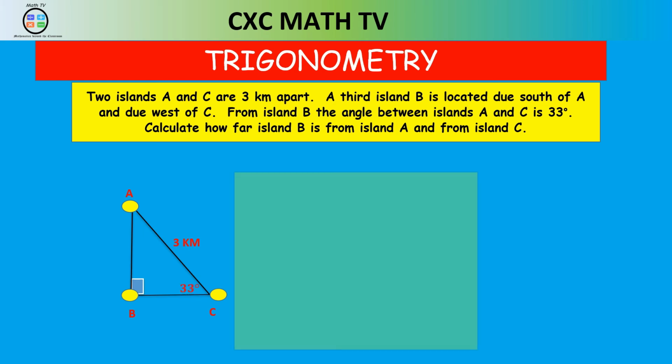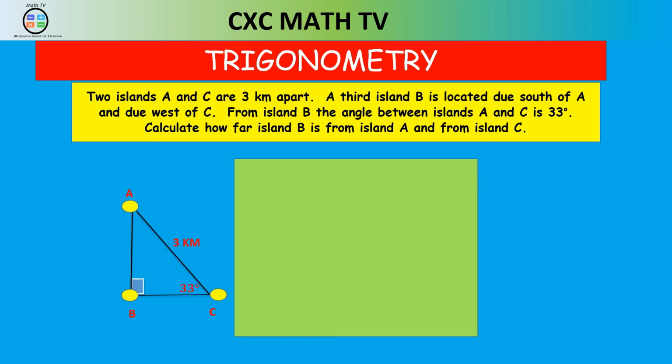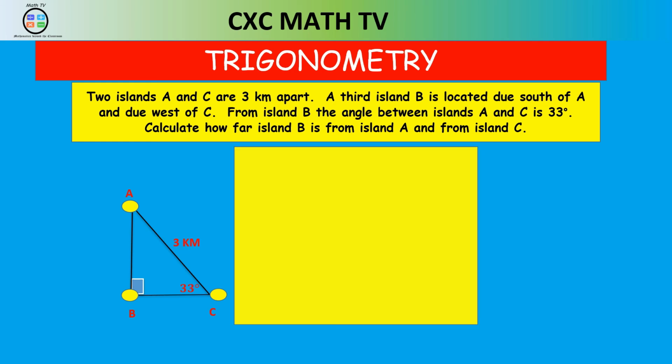So now AB would be what? AB is the side opposite to the angle, and so we use sine. So the sine of 33 is going to be AB over the hypotenuse, and the hypotenuse is the distance between A and C. So we transpose, and AB is therefore 3 times the sine of 33 degrees, which is 1.63 kilometers.